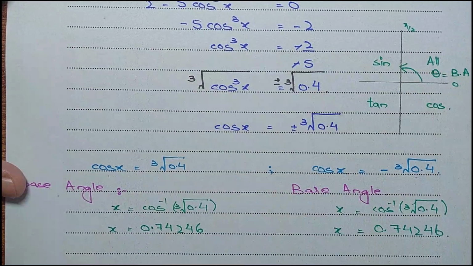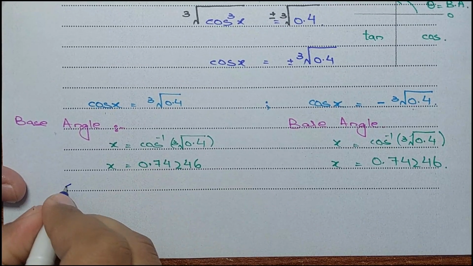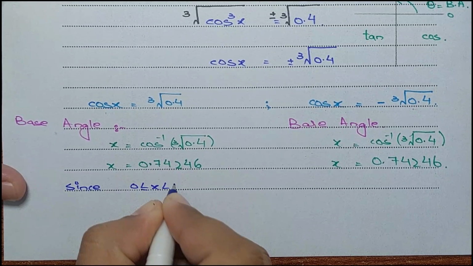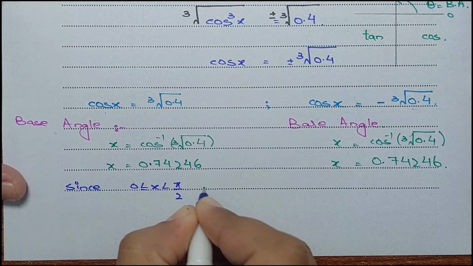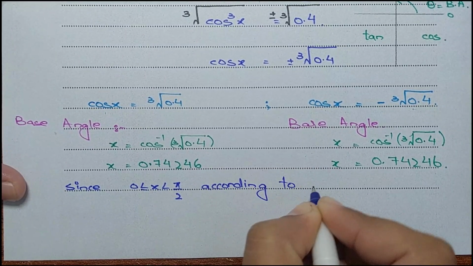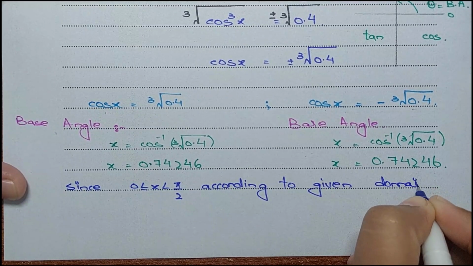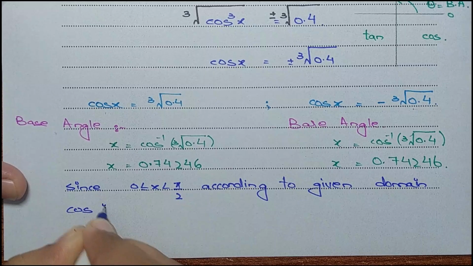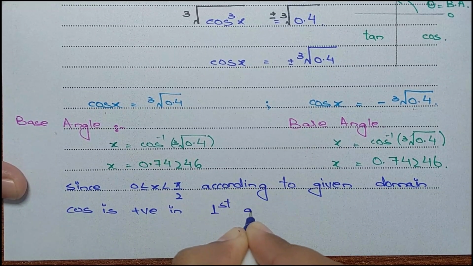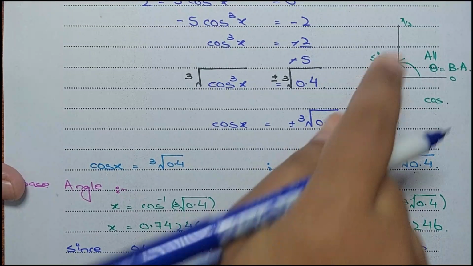Base angle, B for base and S for angle. Okay, so here we can say, since x is between 0 and pi by 2, according to the given domain, cos is positive in the first quadrant, because in the given domain that's the first quadrant is used.